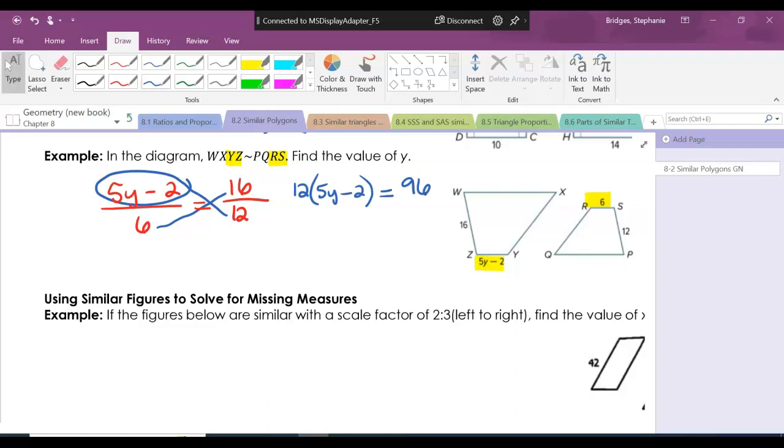What is 12 times 5? 60. And then 12 times 2 is 24. Then we're going to continue to solve this equation for y. What do I do next? Not subtract. Add it.